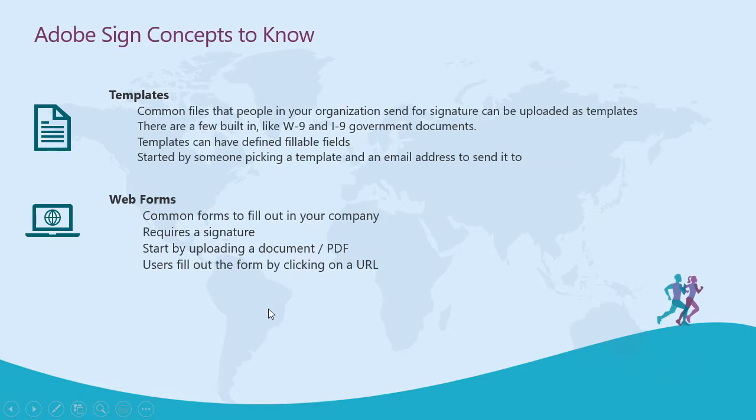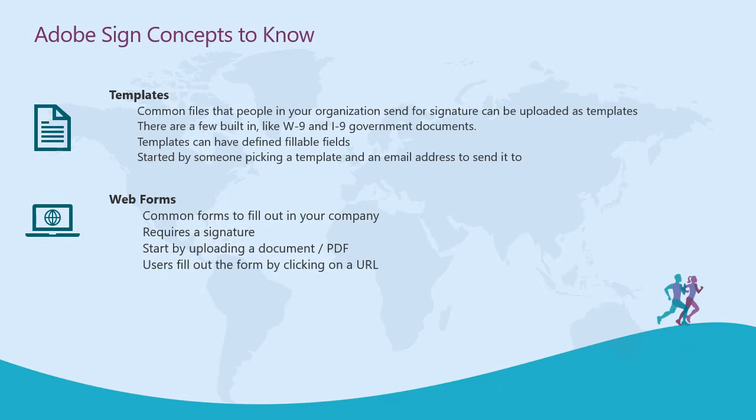Okay, they have a concept of templates. These are common files that people in your organization send for signature. They can be uploaded. You just drag the Word doc, PDF, whatever it is, onto that interface in Adobe Sign, and there are a few built in. Templates can have defined fillable fields, and it starts by someone picking a template from a drop-down box and picking an email address to send it to. So that's how it is triggered by someone out of the box without SharePoint being involved: someone goes to the Adobe Sign interface, clicks to send something, and picks to send from that library of templates.